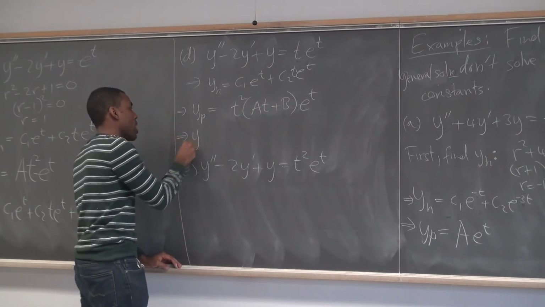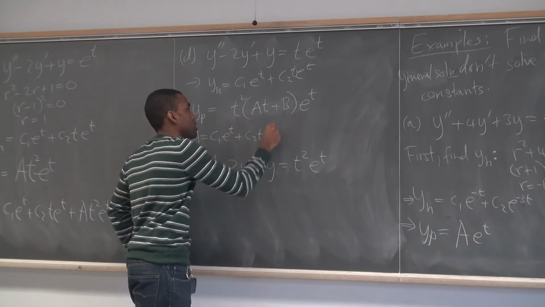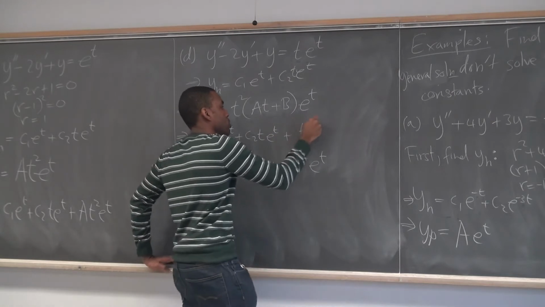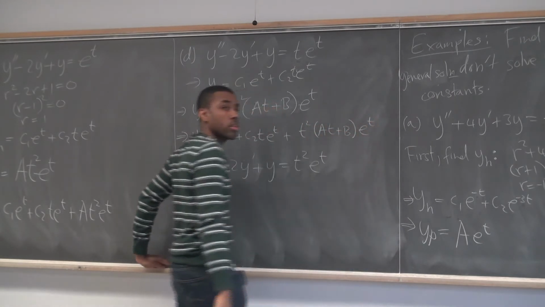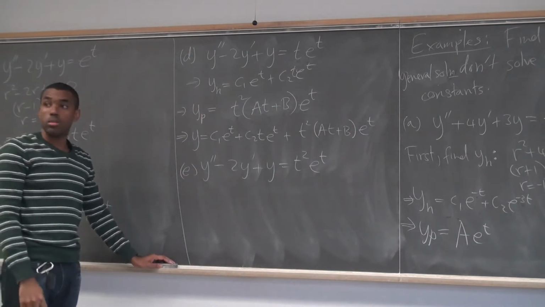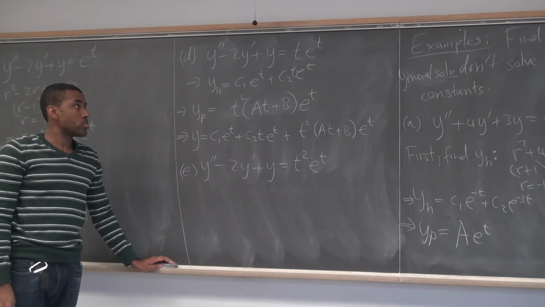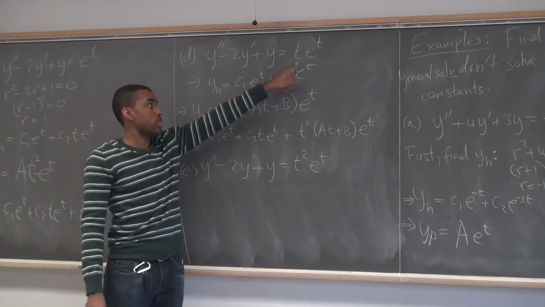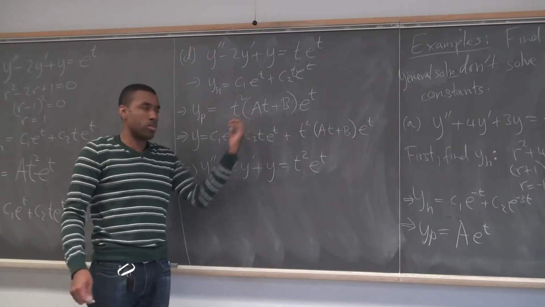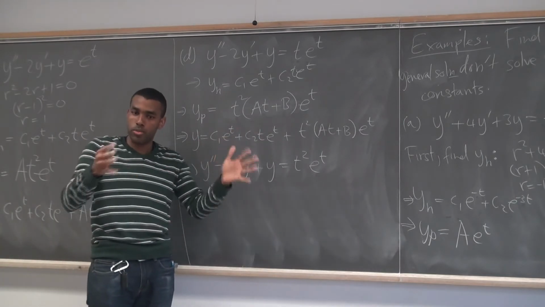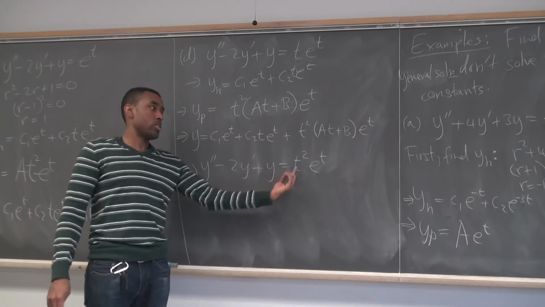This means that our y would look like c1 e to the t plus c2 t e to the t plus t squared times (at plus b) e to the t. Where at plus b is the general first degree, right? If I ask you what a linear polynomial looks like, it would be, you know, like y equals mx plus b. That's the form. You want to put the most general form. So let's do this one.